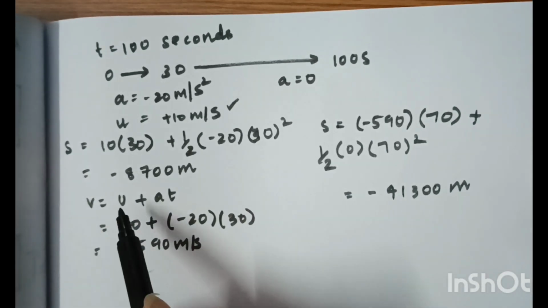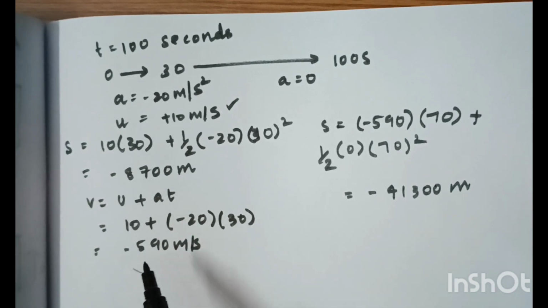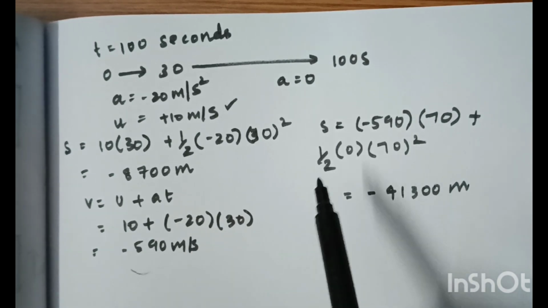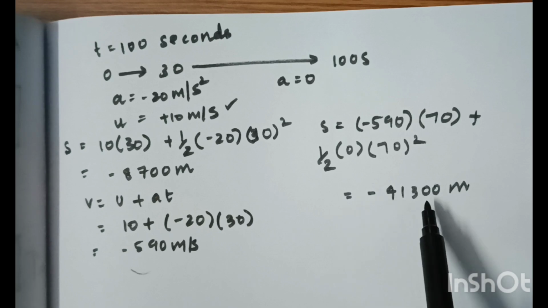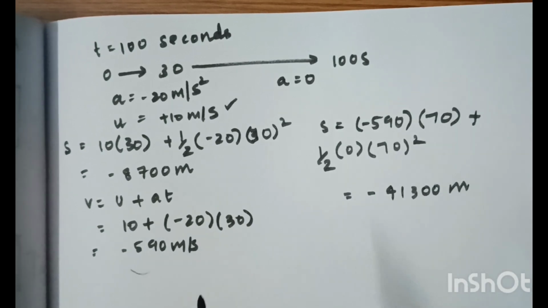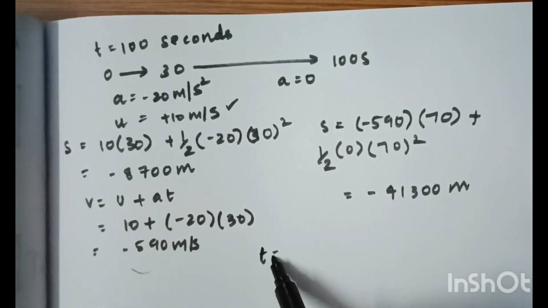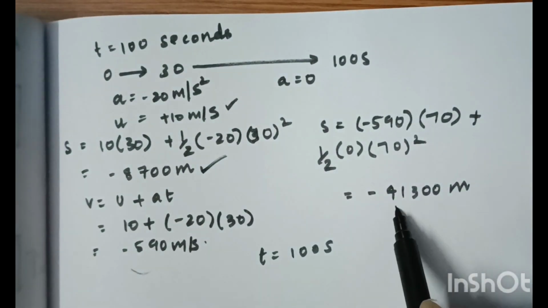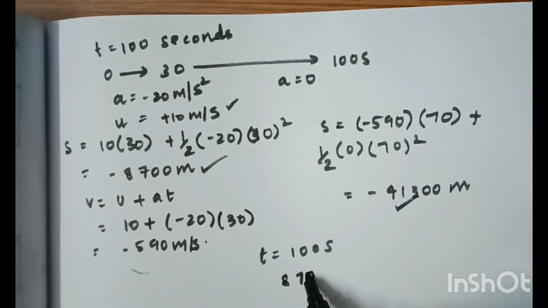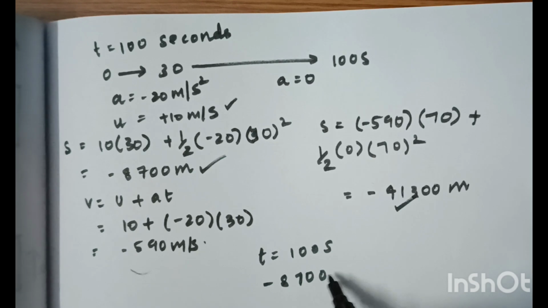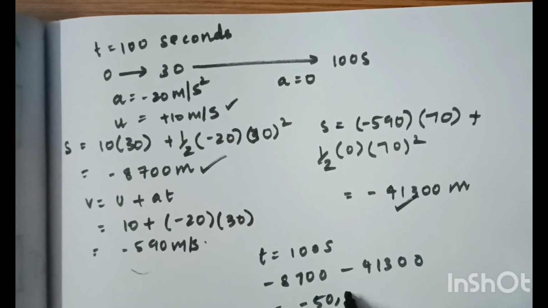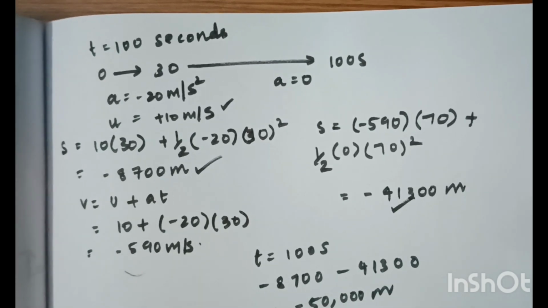Okay, so for the first 0 to 30 seconds, it is traveling a distance of minus 8700 meter, and for the next 70 seconds, it is traveling a distance of minus 41300 meter. So when time equals 100 seconds, its position is this plus this, that is minus 8700 and minus 41300, which equals minus 50,000 meter.